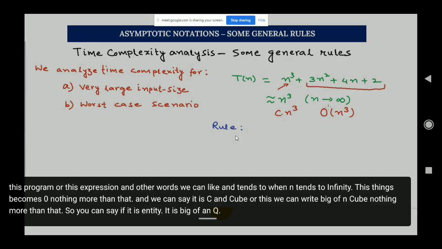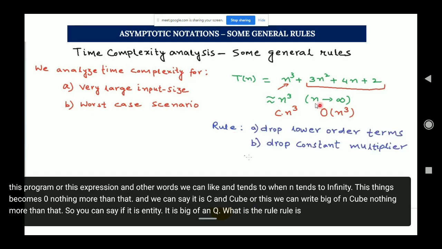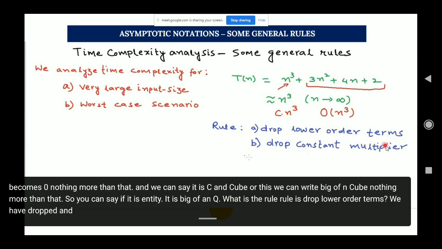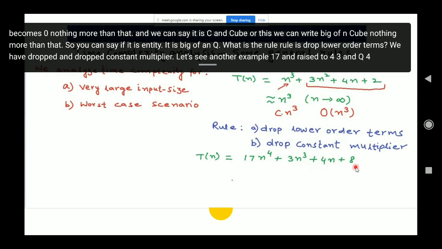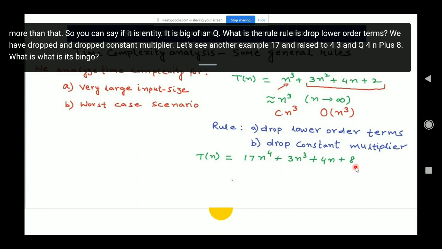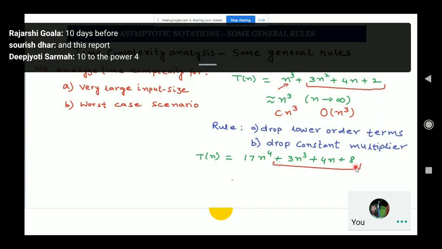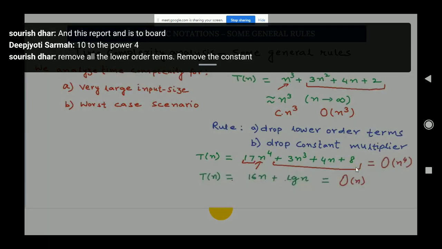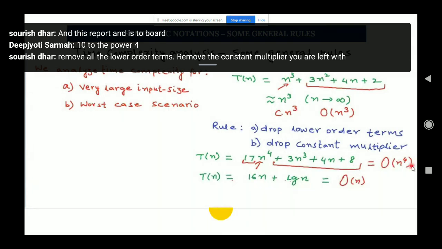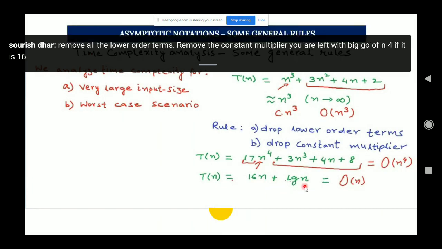What is the rule? The rule is to drop lower order terms, which we have dropped, and drop the constant multiplier. Let's see another example. 17 n raised to 4, plus 3n cube, plus 4n, plus 8. What is its big O? N raised to 4. Remove all the lower order terms. Remove the constant multiplier. You are left with big O of n to the 4. If it is 16n plus log n, log n is less than n. So you can say big O of n. Simple.